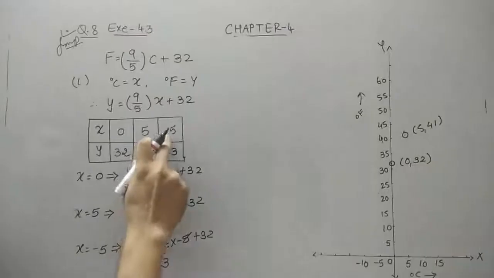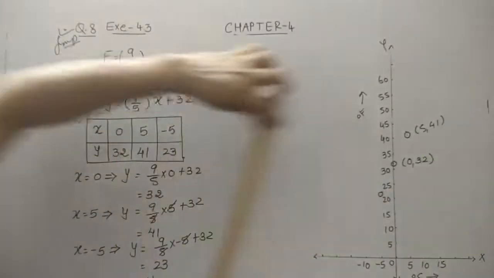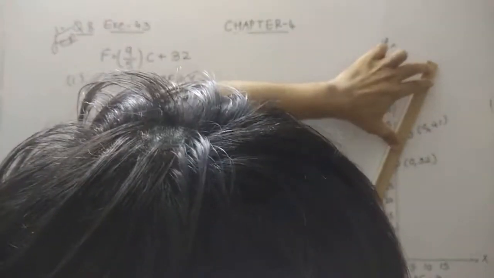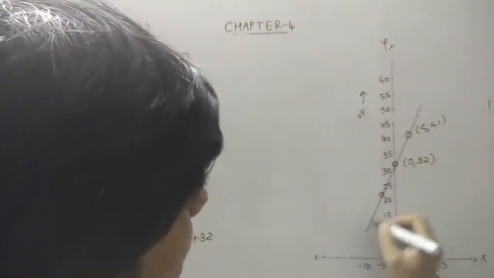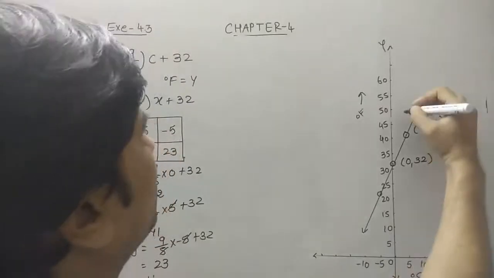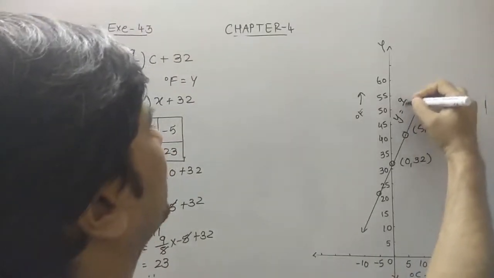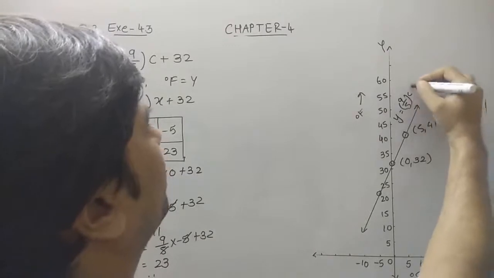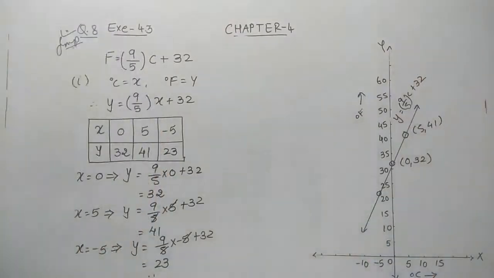One more value is there, minus 5 and 23. So x is minus 5 and y is 23. So somewhere it comes here. So this is the value. Now let us draw a line which passes through all these points. This is the line. We can say that they are collinear points. And the equation is y equals 9 upon 5 C plus 32. So this is how we can obtain the graph of the relation between Fahrenheit and degree Celsius.